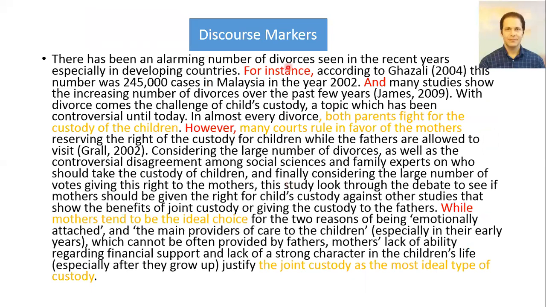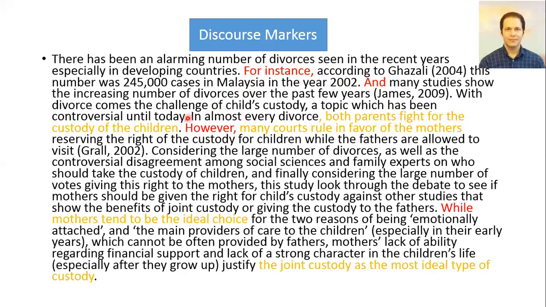Okay, now let's look at this other feature. This is discourse markers. How many discourse markers do you see here? One, for instance; two, and; three, however; and number four, while. What is the function of for instance? Of course, it gives examples. What is the function of and? It adds to the previous sentence. So for example, if the previous sentence was giving an example, then and actually presents another example.